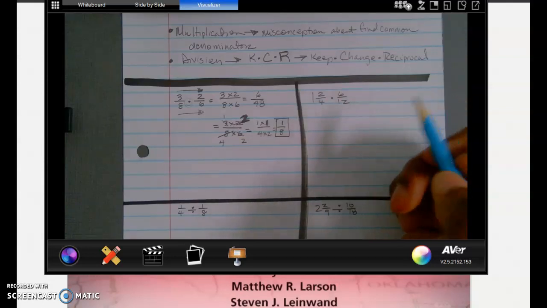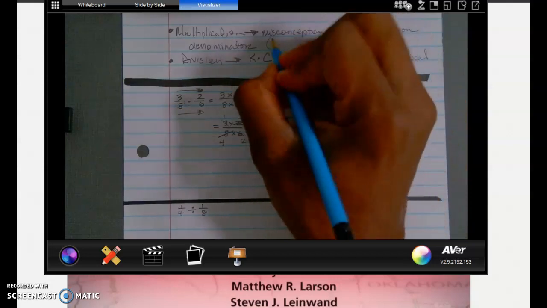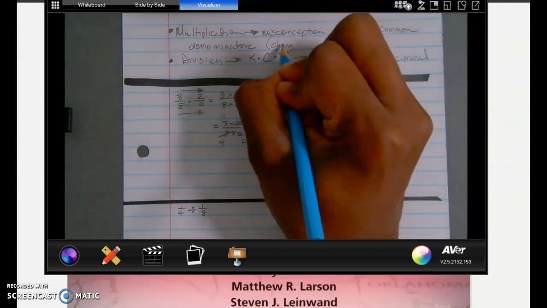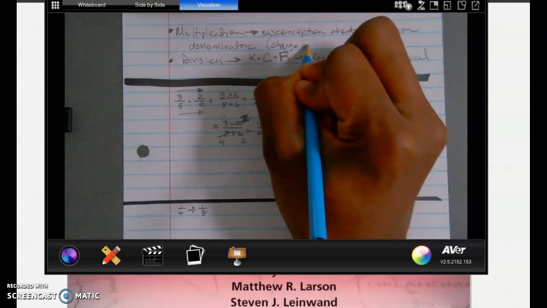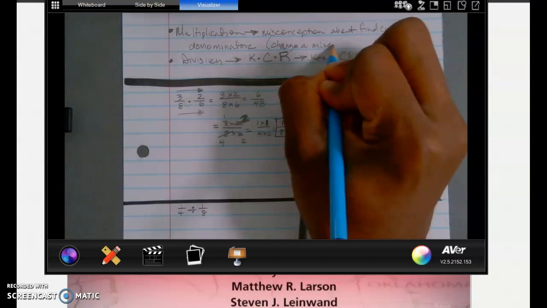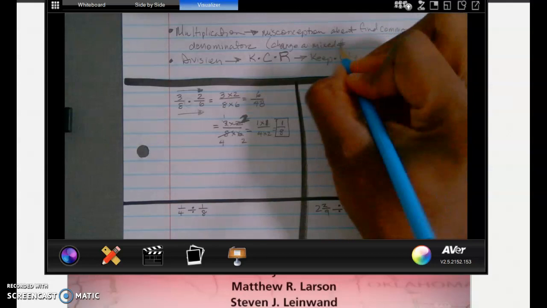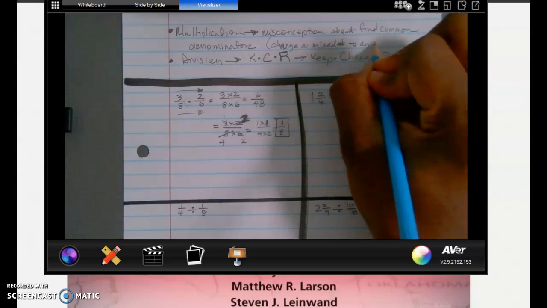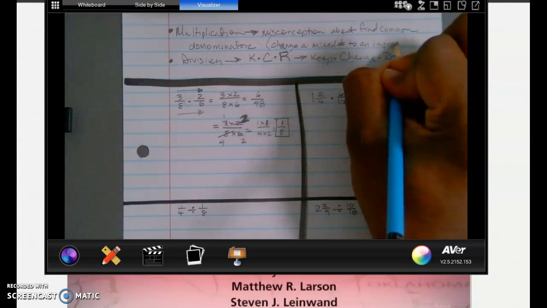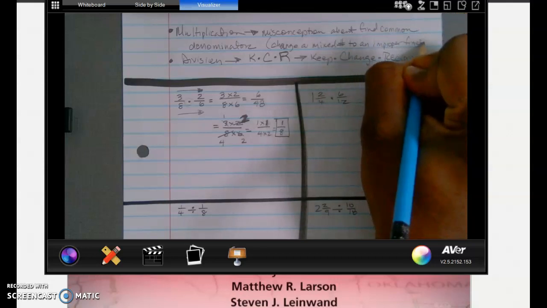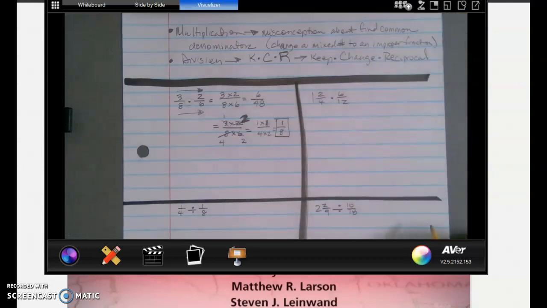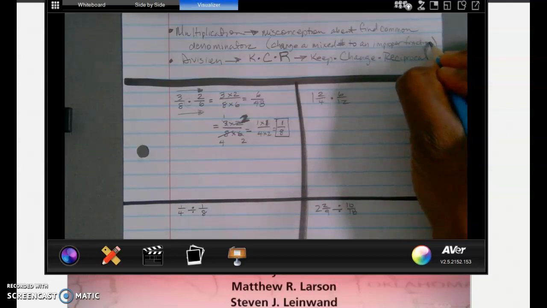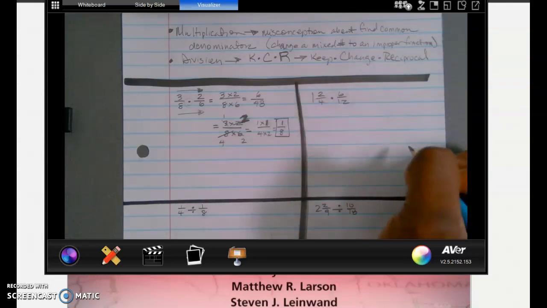In some cases, I may need to change a mixed number, I'm going to use the number sign, to an improper fraction. You guessed it, okay? Change that to an improper fraction. Now, what am I going to change this to?